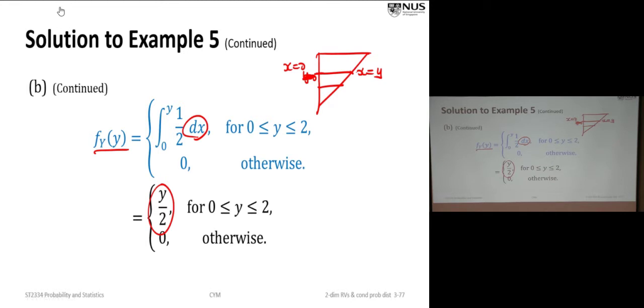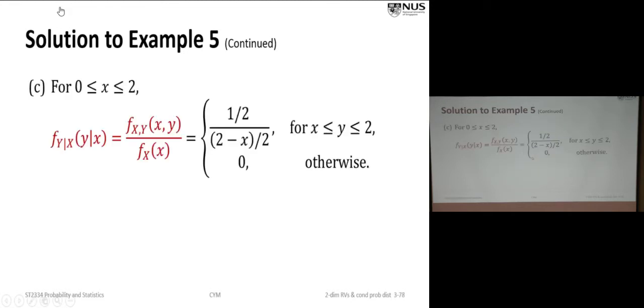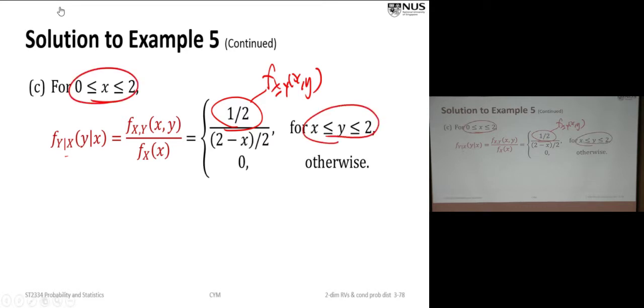So with the marginal, we can compute the conditional distribution. So the conditional of y given x will be the joint distribution. And this joint distribution equals half only when x is between 0 and 2 and y. Okay, this one, we are talking about the conditional of y given x. So given x, given a particular x value, you are looking at this part. All right?